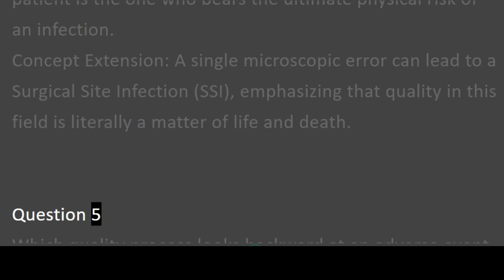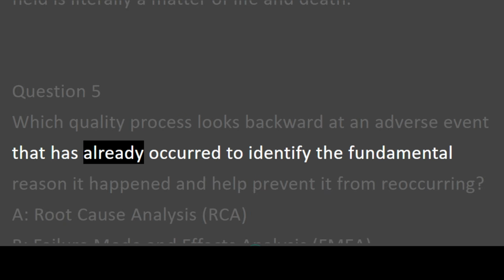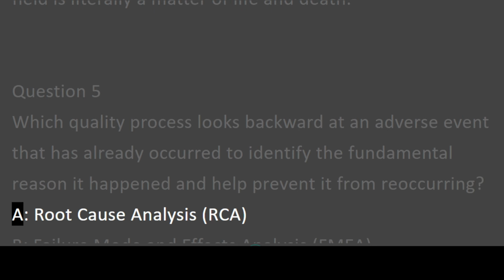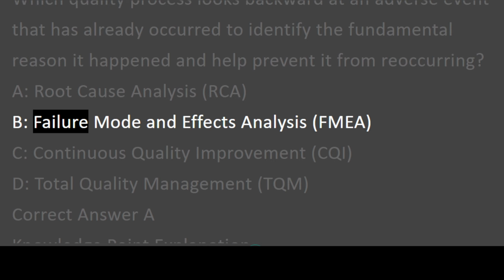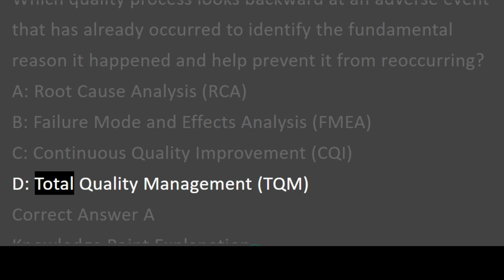Question 5. Which quality process looks backward at an adverse event that has already occurred to identify the fundamental reason it happened and help prevent it from reoccurring? A. Root cause analysis, RCA. B. Failure mode and effects analysis, FMEA. C. Continuous quality improvement, CQI. D. Total quality management, TQM.